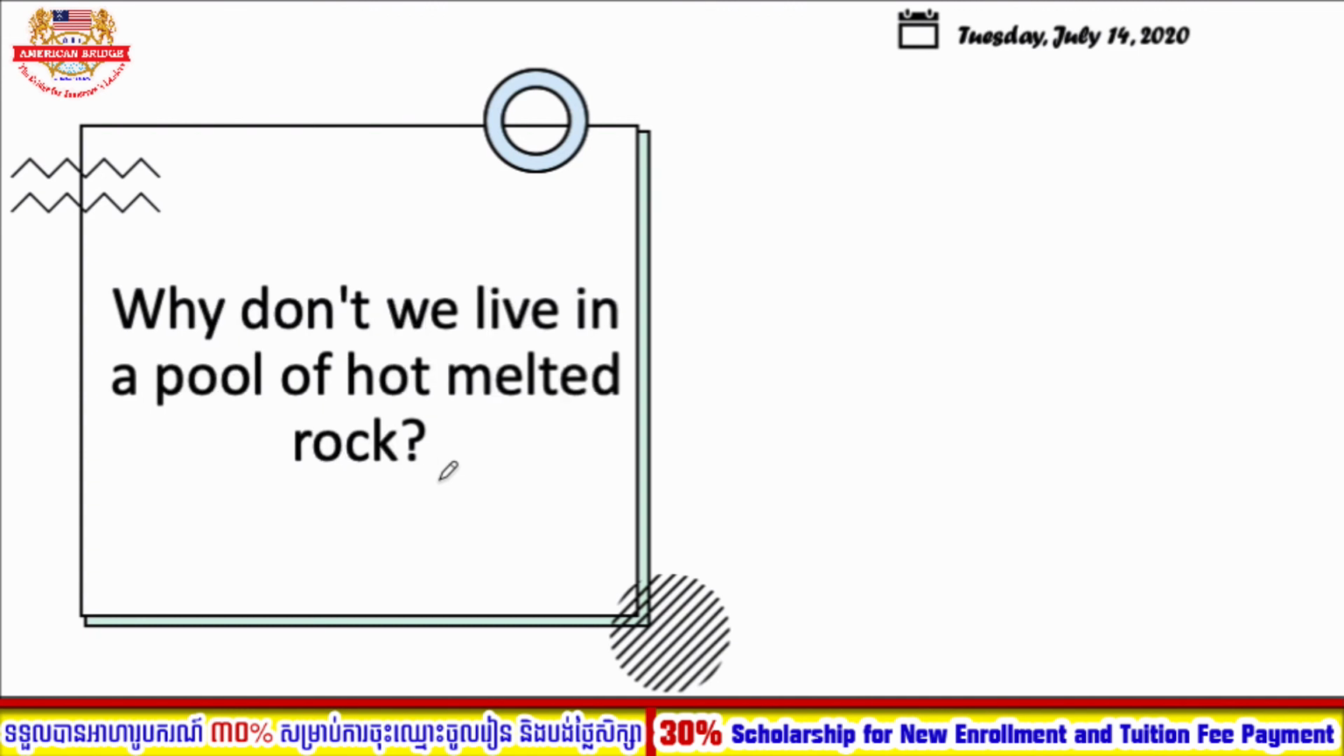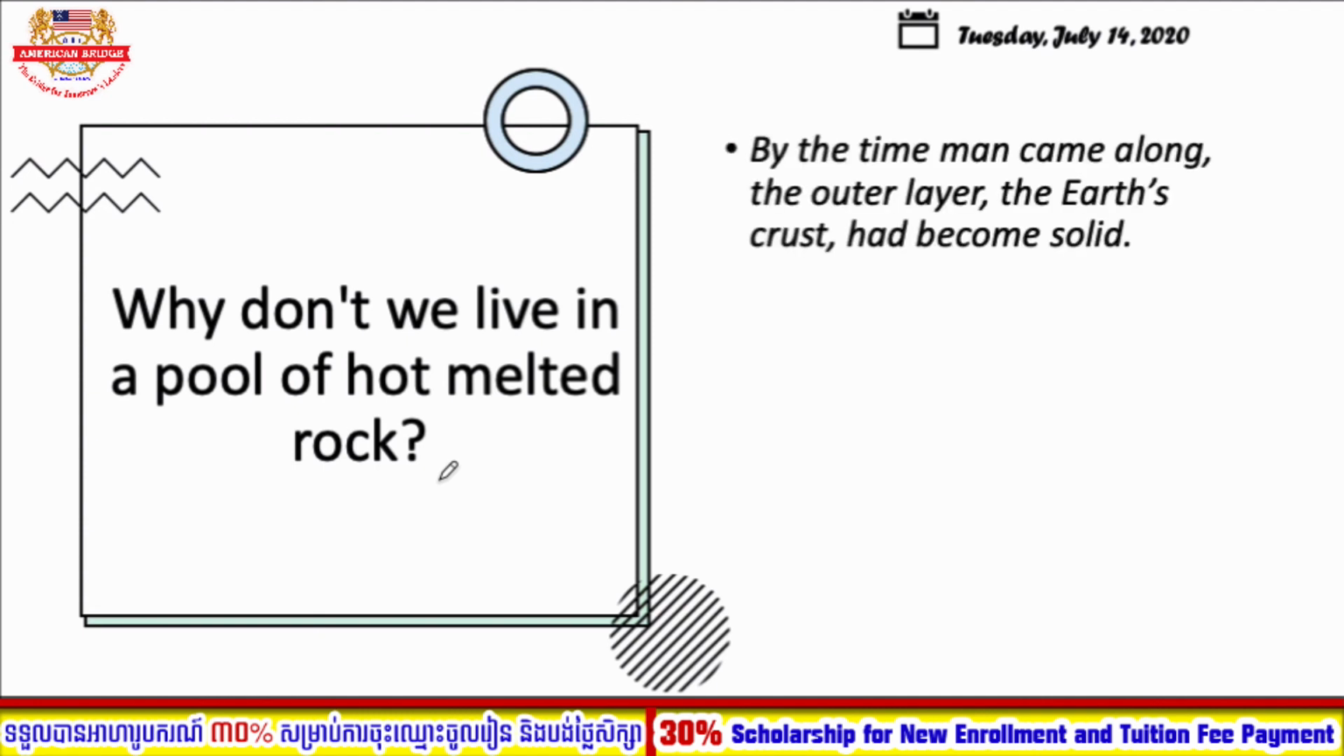Last but not least, question number 4, which is the last question. Why don't we live in a pool of hot melted rock? Okay, why? So the reason here is by the time man came along, so man here also refers to women as well, but generally they use the word man to refer to all human beings. Okay, so by the time man came along, the outer layer, the earth crust, had become solid.